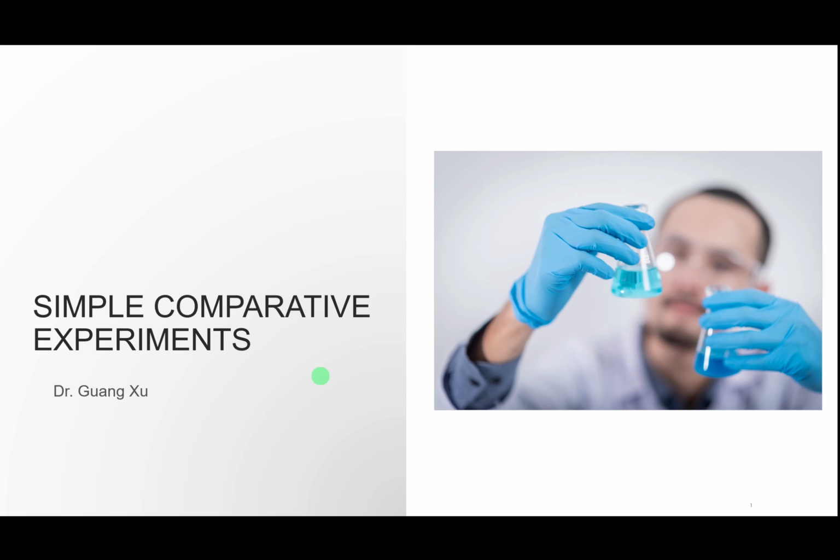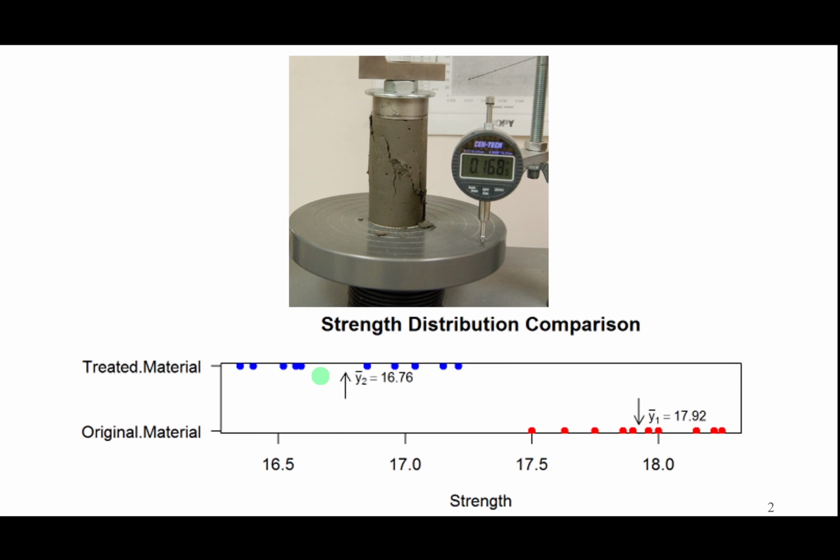Today we will talk about simple comparative experiments. A lot of times we do experiments to compare two products. The example shown here is adding a certain chemical to cement to reduce the curing time, which is denoted as the treated material. The untreated original cement is denoted as the original material.